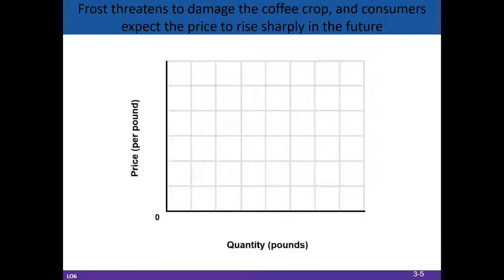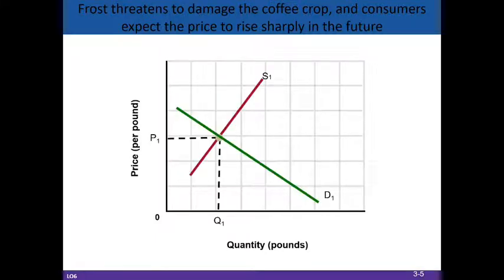Now we have this information. Frost threatens to damage the coffee crop, and consumers expect the price to rise sharply in the future. Well, this statement has two different parts, but we know that this situation is about consumers. Now consumers expect that the price will rise because of the frost. So what do they do today? They want to buy more today because they expect the price will increase tomorrow.